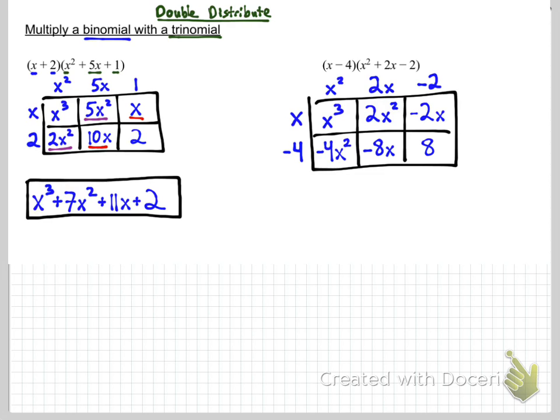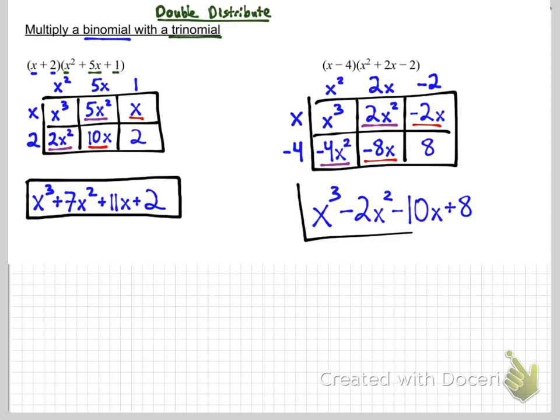Once again, we have some like terms here, so let's write down x cubed plus 2x squared, and negative 4x squared is going to end up with negative 2x squared. And when we add together negative 2x and negative 8x, we're going to get negative 10x. And we add 8 at the end. So there is our answer.